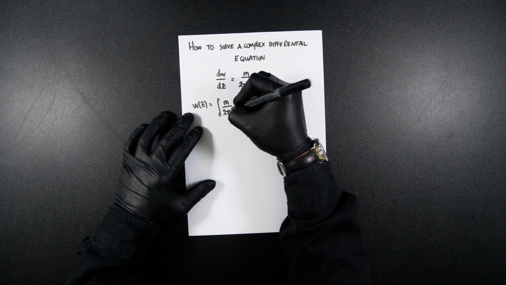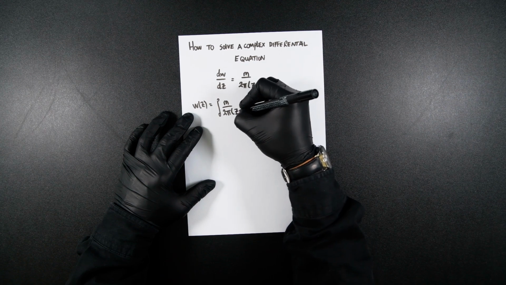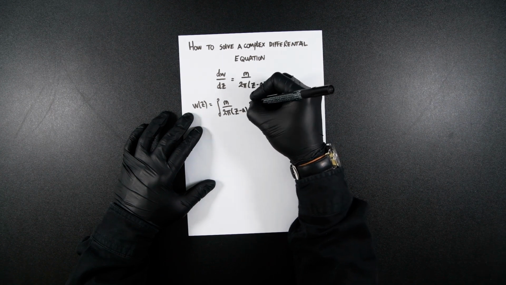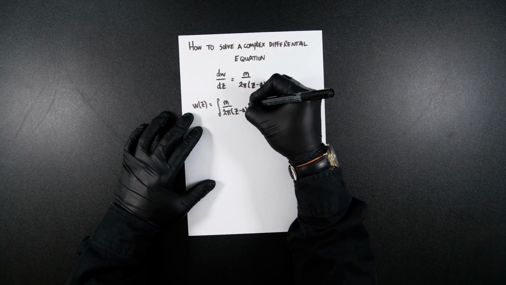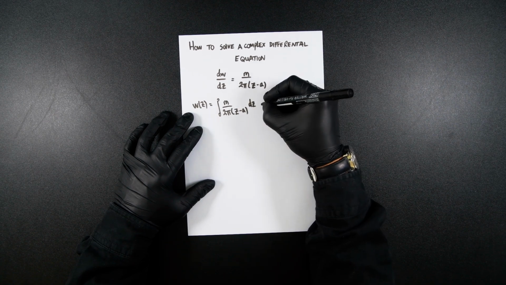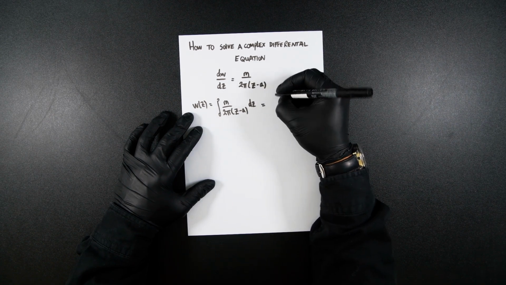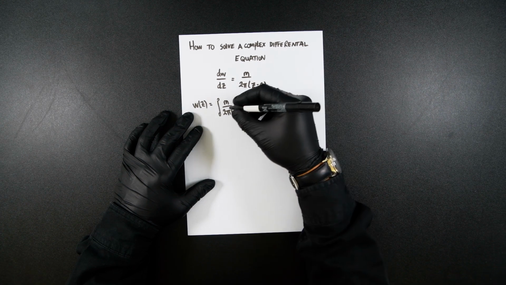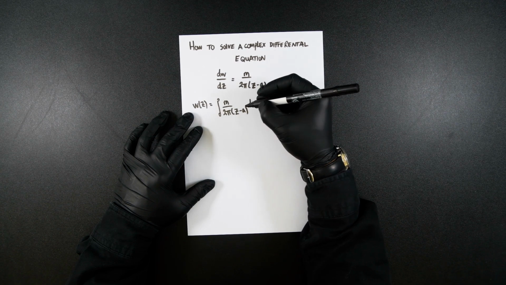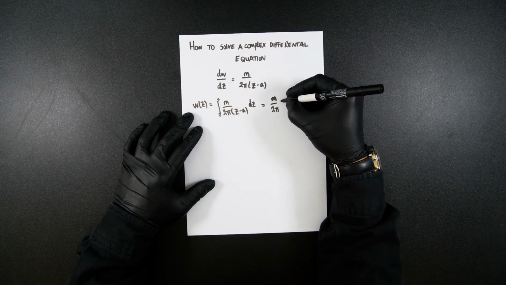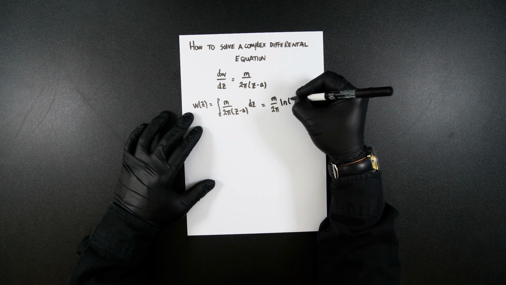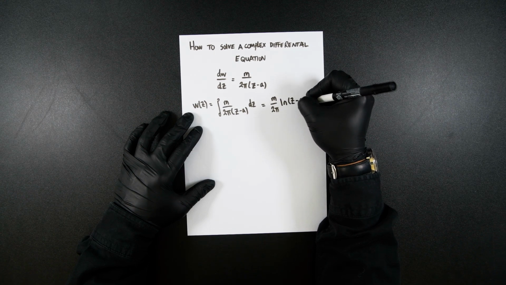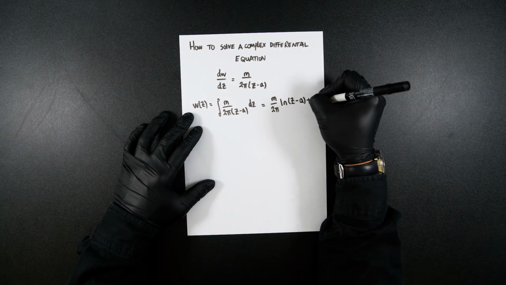over 2 pi, z minus a, dz. So this would then become m over 2 pi, which we can just pull out, so it looks like 1 over z minus a, which becomes ln z minus a plus c.